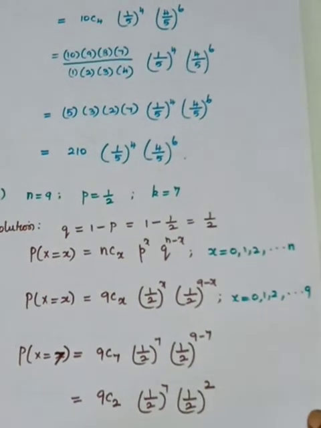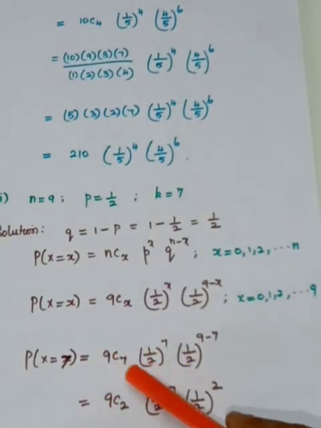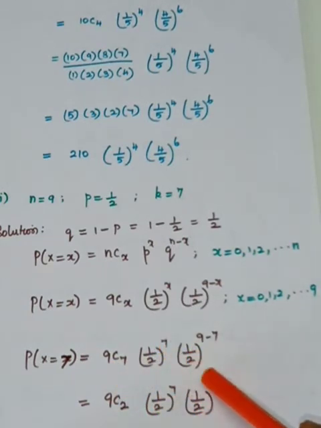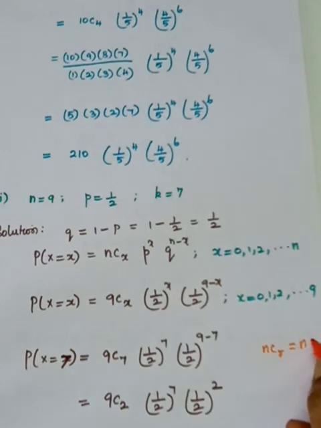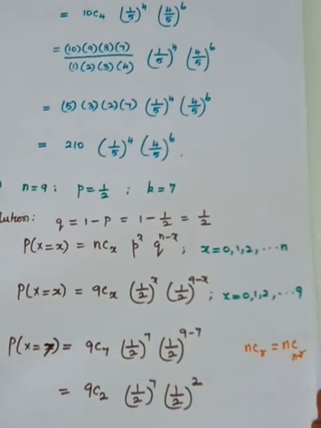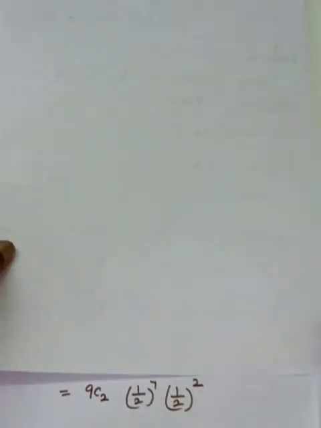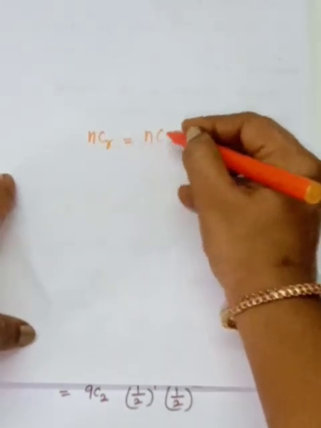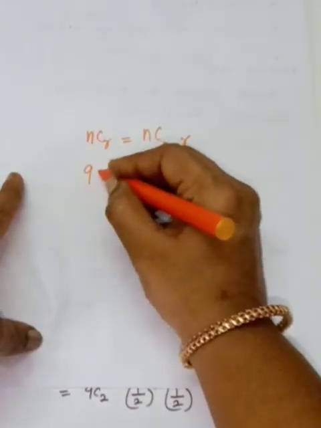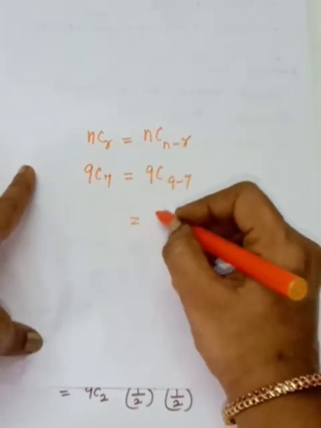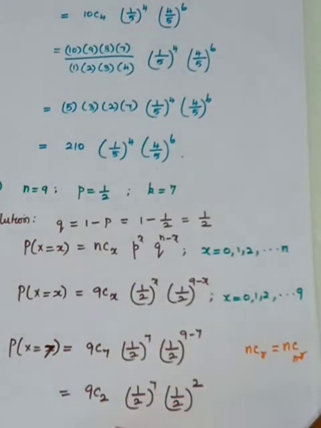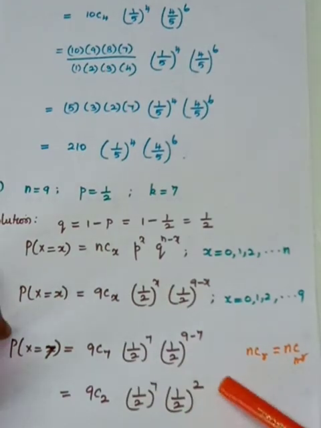So here what is k given? 7. So in the place of x you have to substitute 7. So it will become 9C7 (1/2) the whole power 7, (1/2) the whole power 9 minus 7. What is 9 minus 7? That is 2. 9C7: you know that in combination, nCr is equal to nC(n minus r). Using the formula, I have written clearly here, nCr is equal to nC(n minus r). See here you are having 9C7. It can be written as 9C(9 minus 7), so that is equal to 9C2. So 9C7 can be written as 9C2 using the formula nCr is equal to nC(n minus r), (1/2) power 7 and (1/2) the whole square.